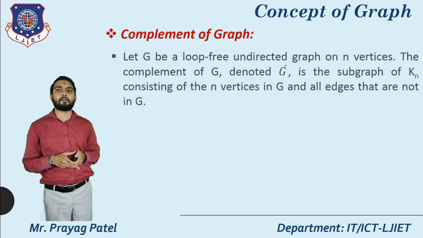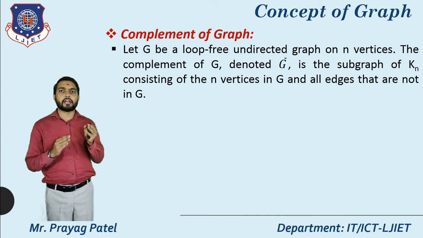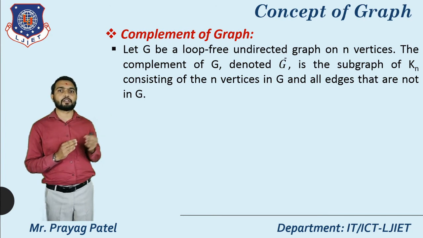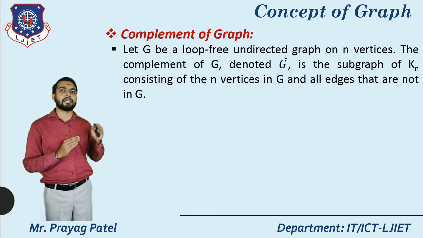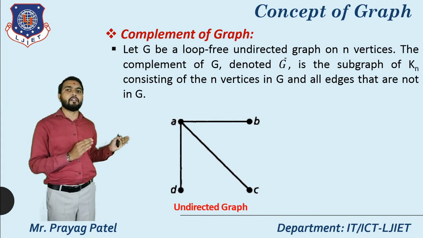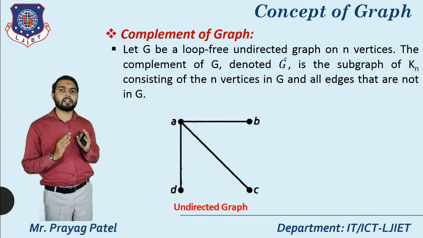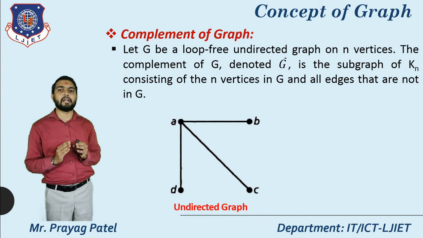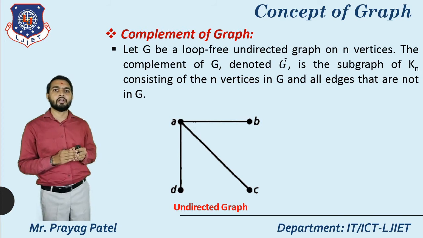Now next is the complement of a graph. Let G be a loop-free undirected graph on n vertices. The complement of G, denoted by G dash or G bar, is the subgraph of Kn consisting of the n vertices in G and all edges that are not in G. So here the given undirected graph has 4 nodes, A, B, C, D, and 3 edges available, A to D, A to B and A to C. Now for the complete graph of the 4 nodes, each and every node is connected with each and every remaining node, all neighbor nodes.